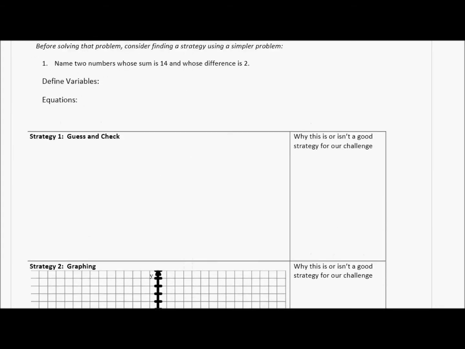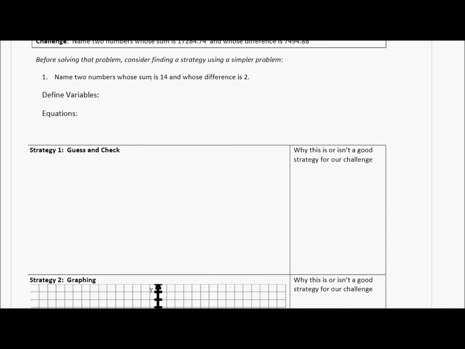Alright, well, we'll start at the beginning here, and we're going to define two variables because we're looking for two numbers. So I'm going to let X stand for one of the numbers, and I'm going to let Y stand for the other number. Nothing too fancy. And I'm going to write these two equations. The sum of the numbers is supposed to be 14, so that means X plus Y is supposed to add up to 14. And the difference of these two numbers is supposed to be 2. So I'm going to write X minus Y equals 2.